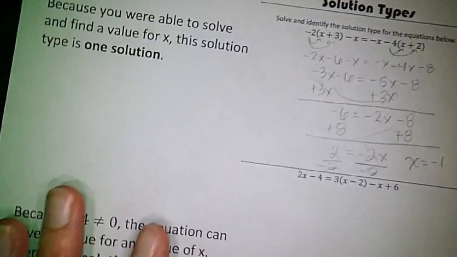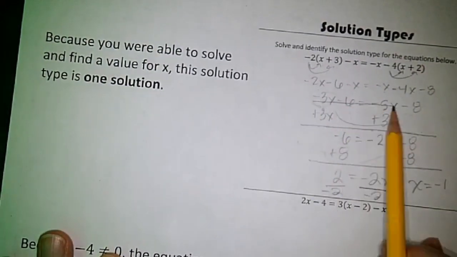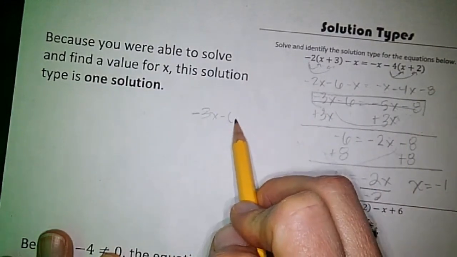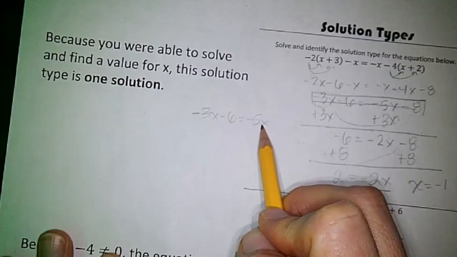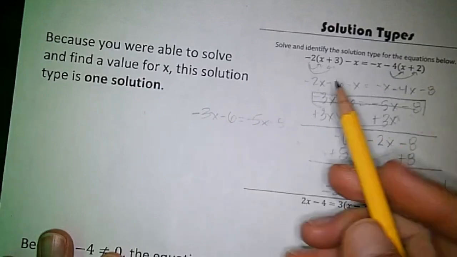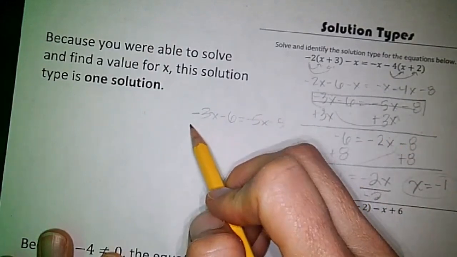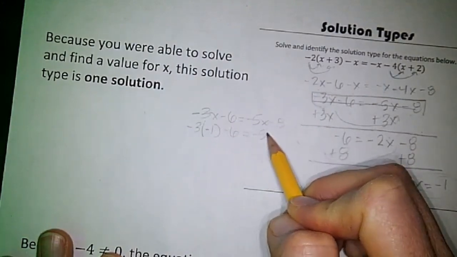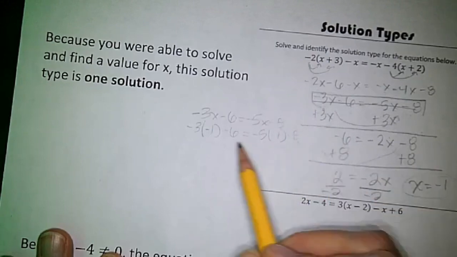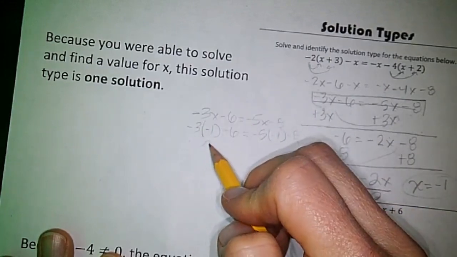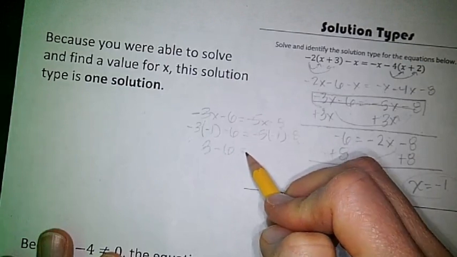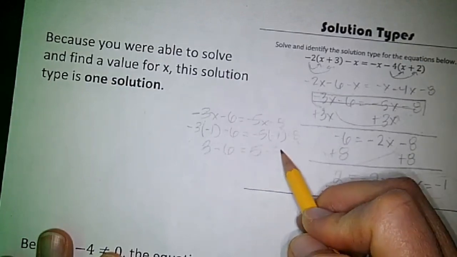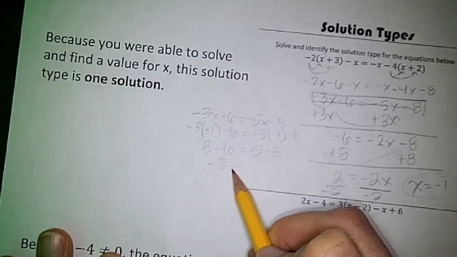We need to check it. So I'm going to go back to my most basic equation. A lot of you like to go back to the hard part. It's not that necessary. I'm going to plug in the value of negative 1. So negative 3 times negative 1 minus 6 equals negative 5 times negative 1 minus 8. Negative 3 times negative 1 is 3 minus 6 equals negative 5 times negative 1 is 5 minus 8. So you should get negative 3 equals negative 3.